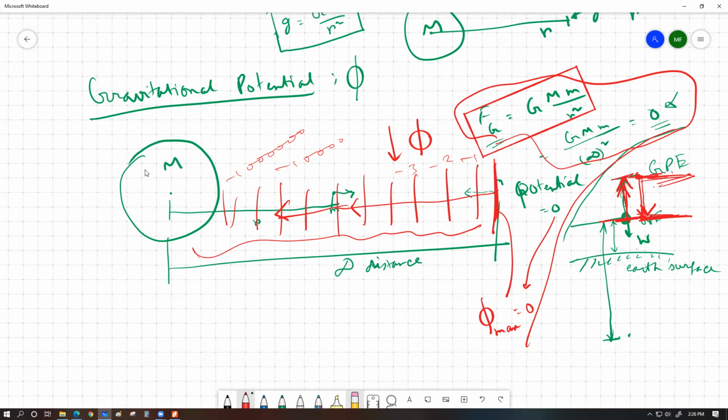It's the same everywhere. Close to the surface, you have the most negative potential value. As you slowly go farther away, it becomes less negative, which means it increases. And at infinite distance, it becomes 0, which is the maximum value of gravitational potential.